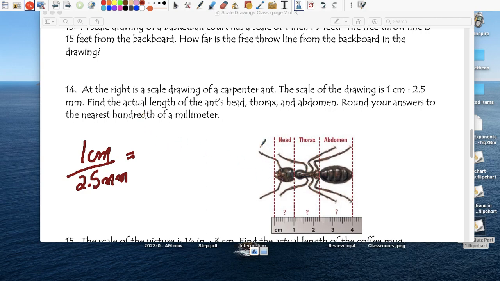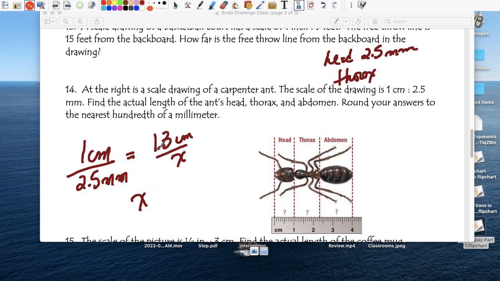So the head measures 1 centimeter in the drawing, which means that in real life, the head is 2.5 millimeters. Very tiny. Now, the thorax in the picture measures 1.3 centimeters. So cross multiply, and we get 2.5 times 1.3, which is 3.25 millimeters.